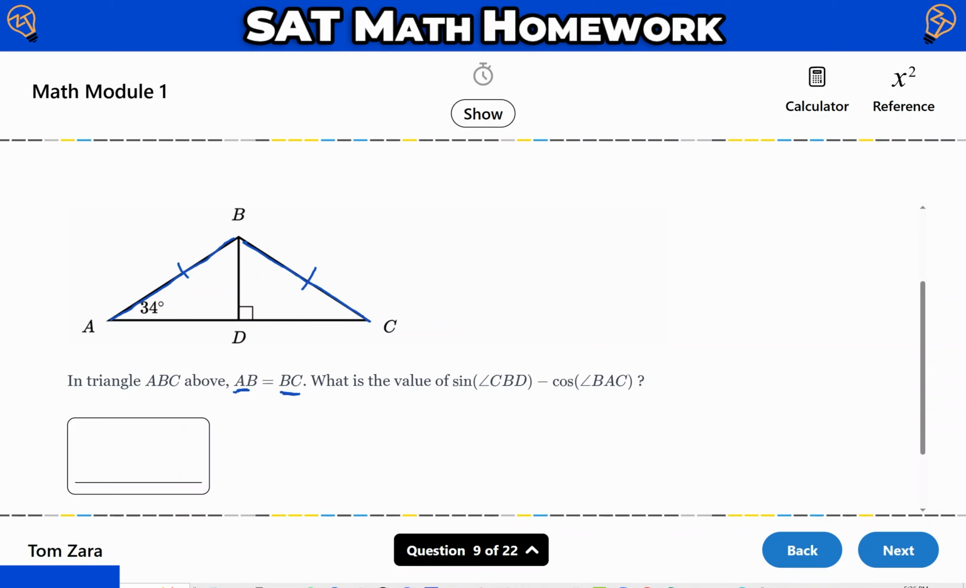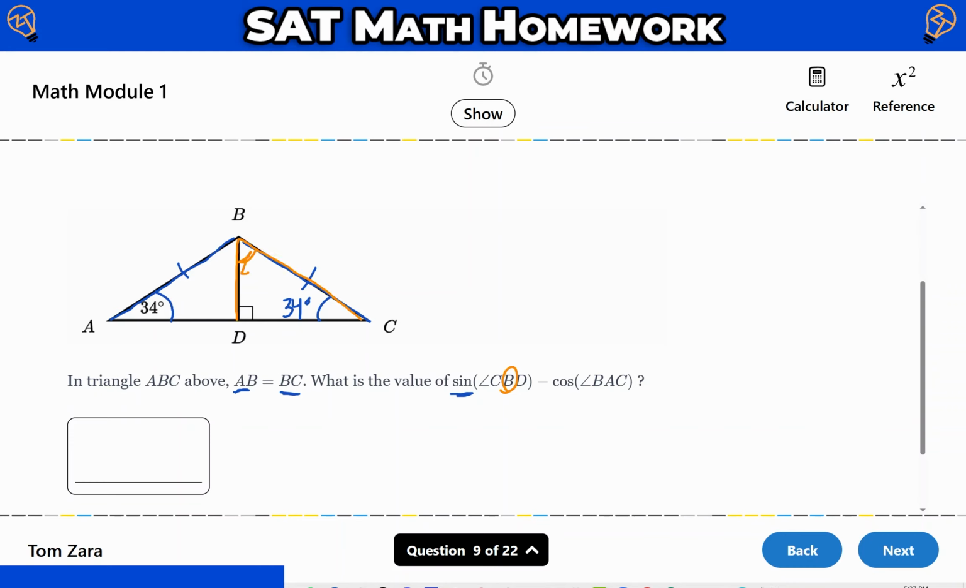That means we have an isosceles triangle on our hands here. And that also means that the base angles are going to be congruent based on base angles theorem. So I'm going to go ahead and label this as 34 degrees as well. Now they're saying they want us to find the value of sine from angle CBD, and what's important there is always the second letter because that's going to be the vertex. So angle CBD is referring to this angle here.